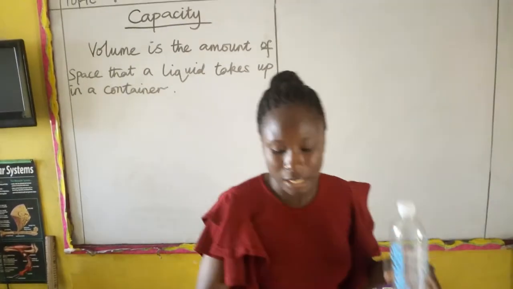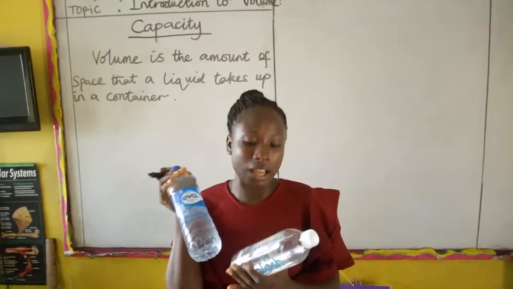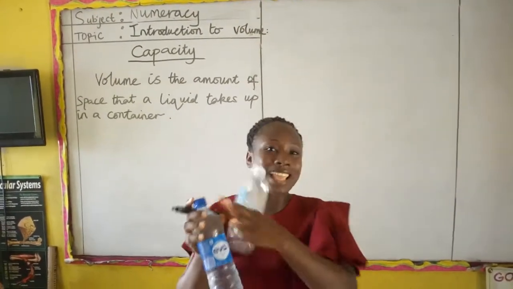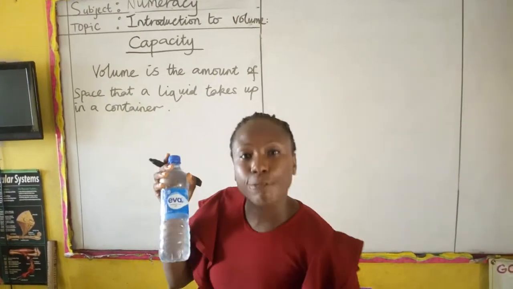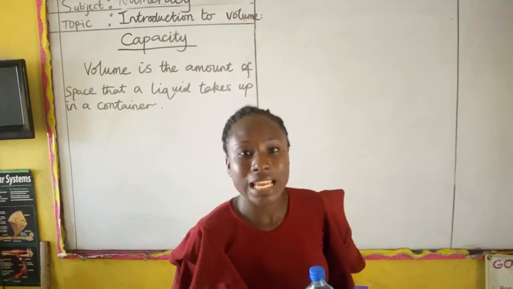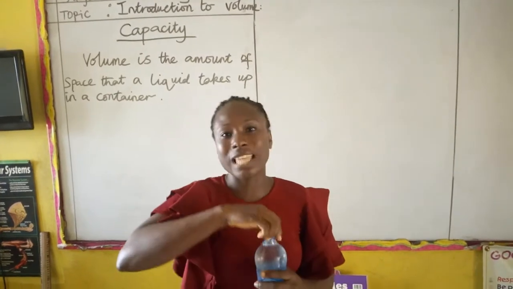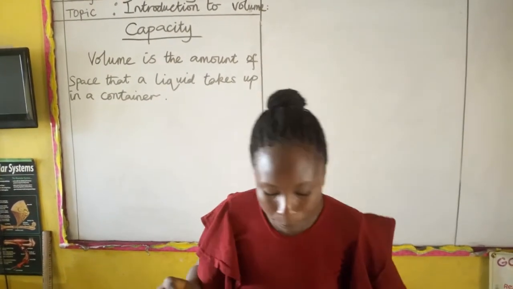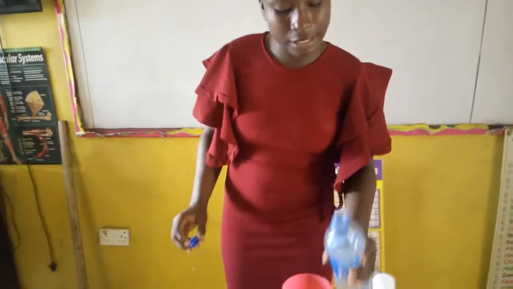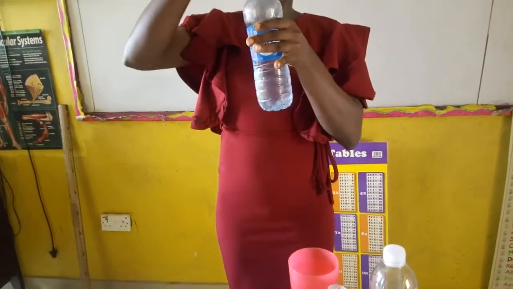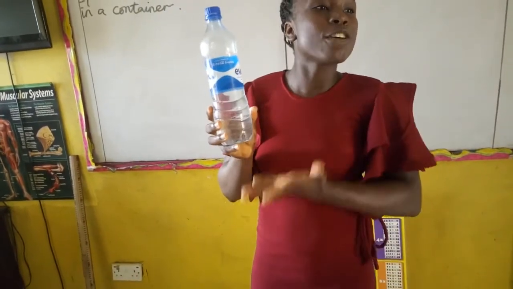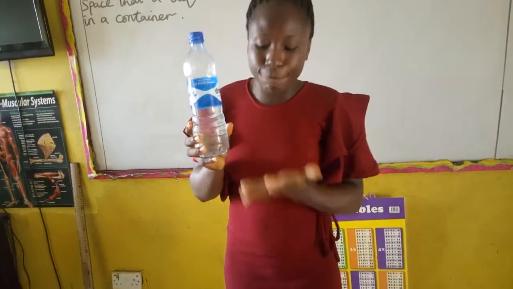Do you understand? For example, the space that a liquid can take in this container is 75 cl. Do you understand? But volume is the amount of space that the liquid has taken. Maybe, for example, I didn't fill up this container and then it is like this. So the amount of space that that container has taken up is the volume. Good.